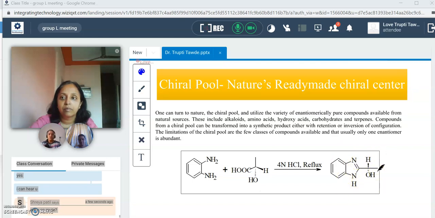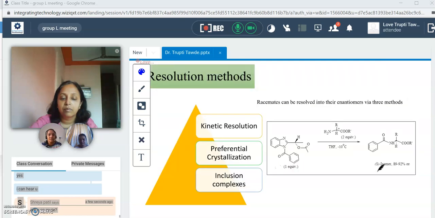Next. So the second method after this is the resolution method. So there are various resolution methods available. Basically, this method is utilized for all the racemic mixtures, all the racemates which are available in nature. So for example, if I talk about the amino acids, amino acids are available in nature in the racemic form, in abundant form. So we can take them and we can resolve them into enantiomerically pure form.